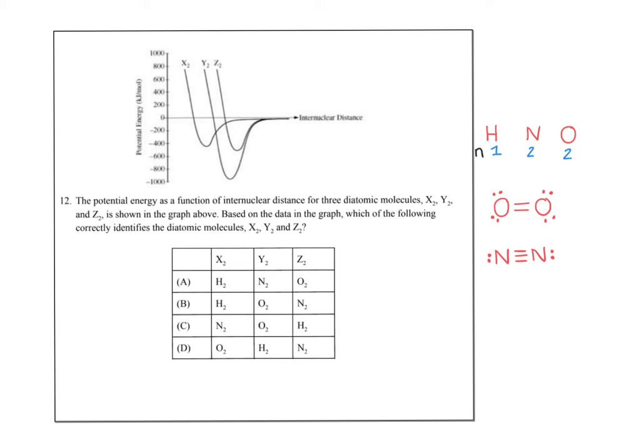All right, this is going to help you with number 12 on the summative review. So I have a potential energy graph versus the internuclear distance. We saw this at the beginning of the unit when we talked about why things bond.